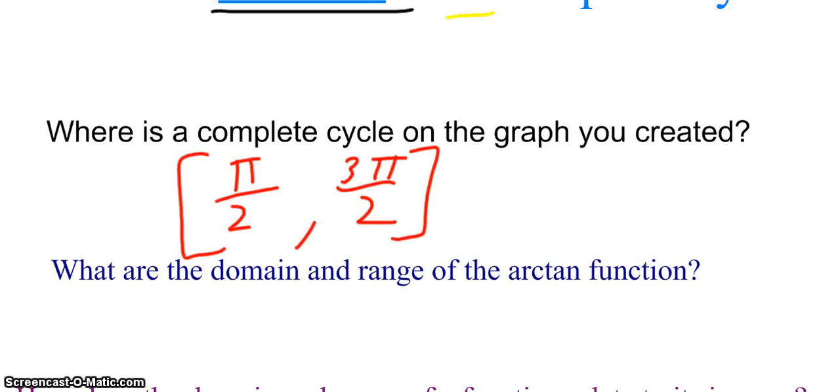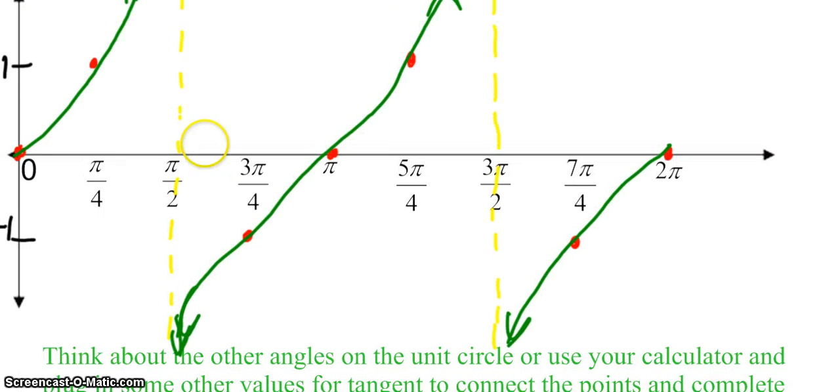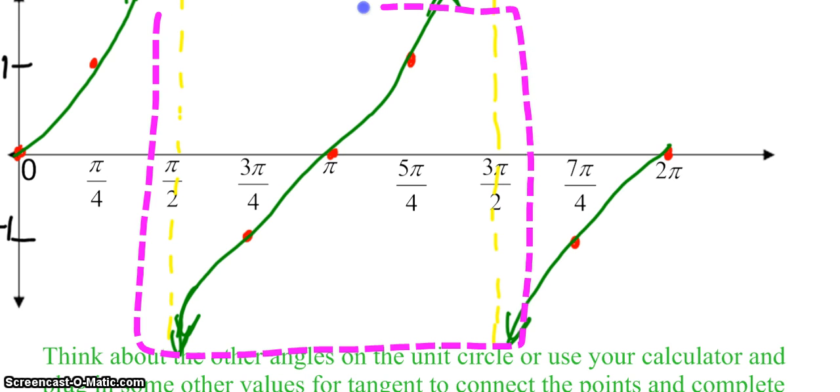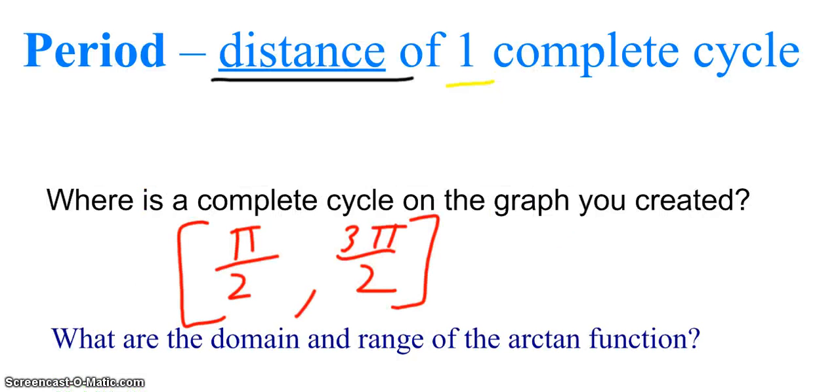Okay, well on the graph that we drew just a second ago, a complete cycle was from pi halves to 3 pi halves. So this picture in here is the image of a complete cycle of the tangent curve. But this isn't the actual domain that we want to discuss for a complete cycle of the tangent curve. It does exist. It is a complete cycle. But now we need to think about what were the domain and range of the arctan function. So pause the video and write those down. See if you remember.